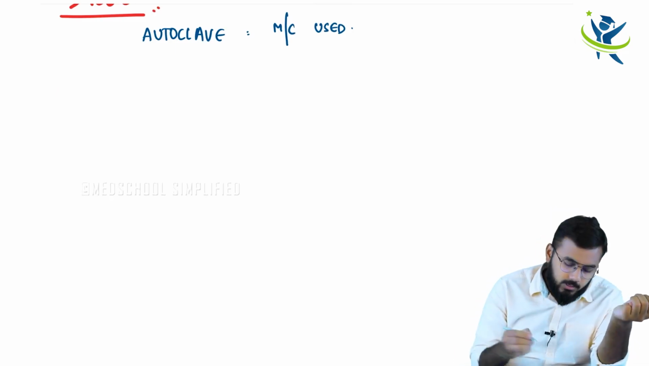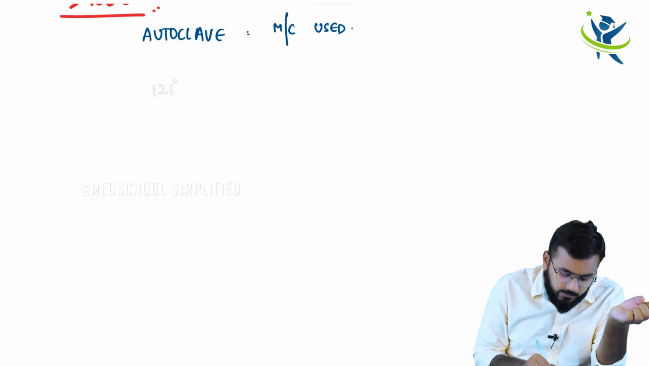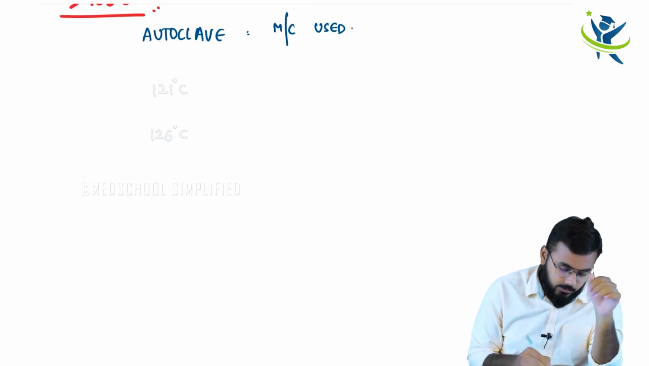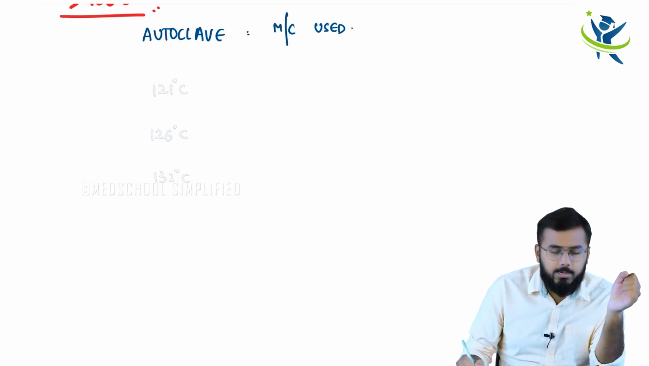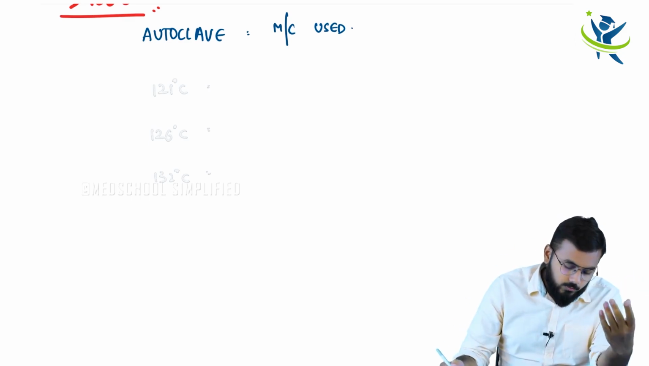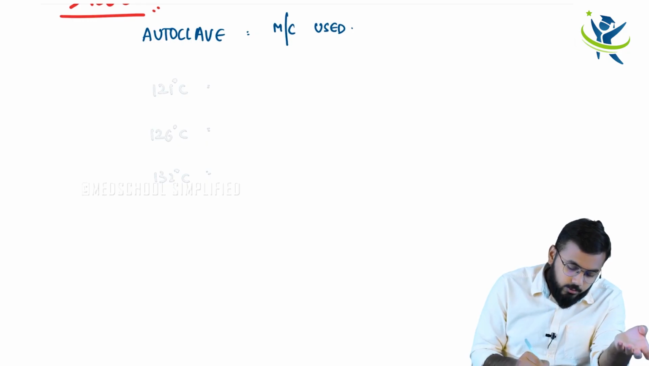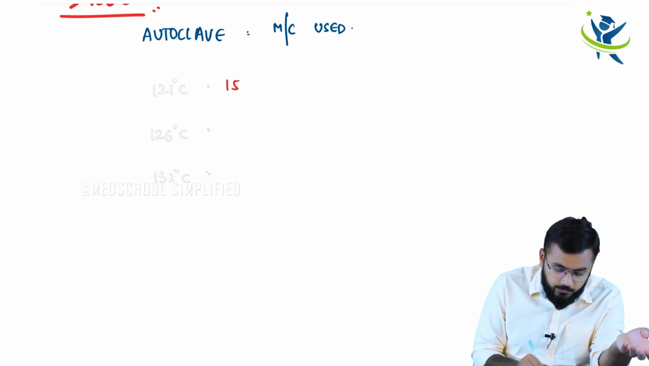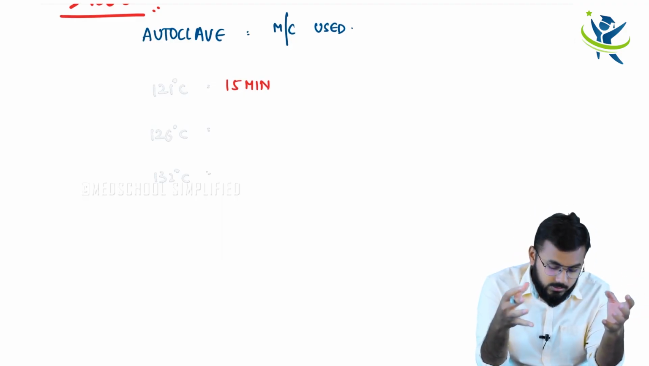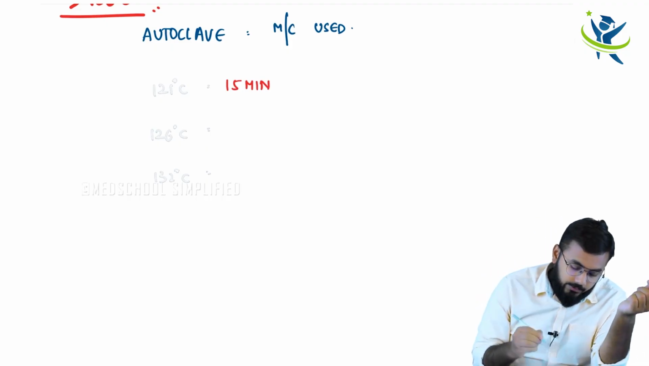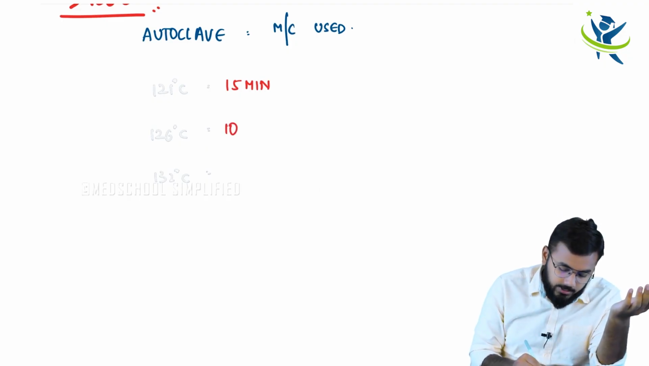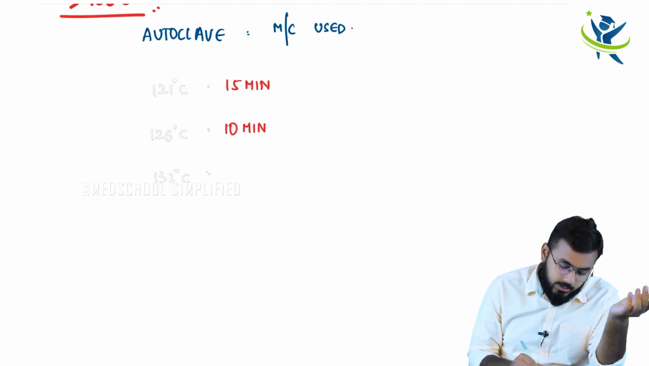You use three different temperatures. What are the three different temperatures? 121 degrees centigrade, then you increase it again 126 degrees centigrade, then you increase it again 132 degrees centigrade. I told you, as the temperature is increasing, you have to decrease the time. So 121 is the least temperature, and you use the time limit of about 15 minutes. So in 126 degrees centigrade, you have to decrease the time, because you have increased the temperature. Let us say I have decreased it to 10 minutes. And finally, it will be less than 10 minutes.